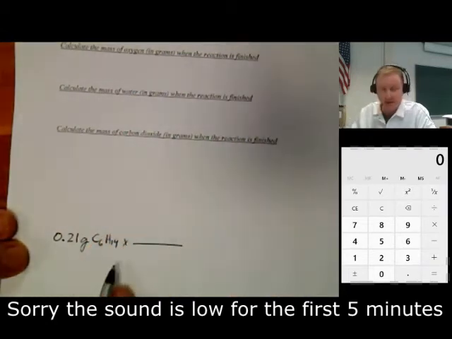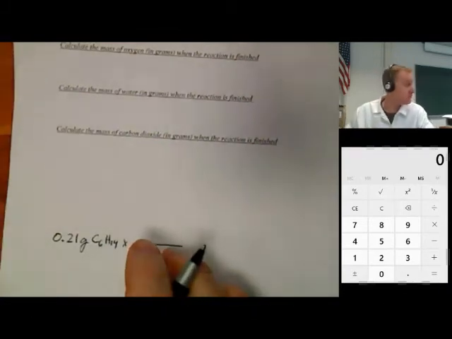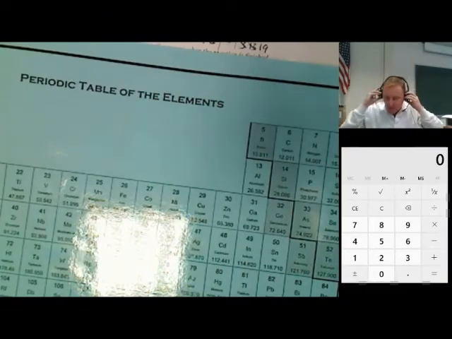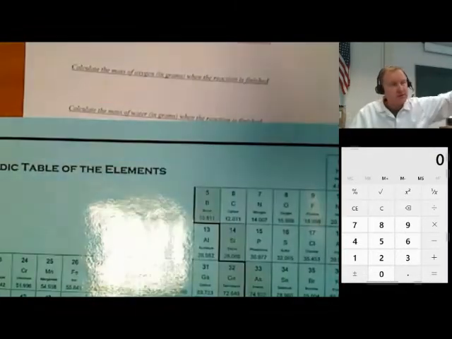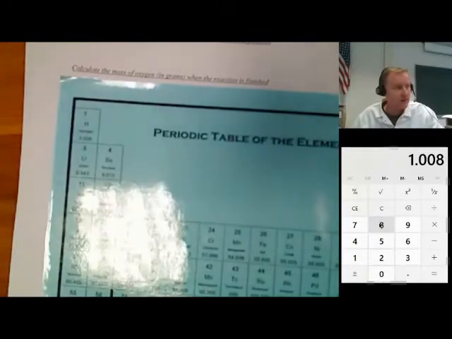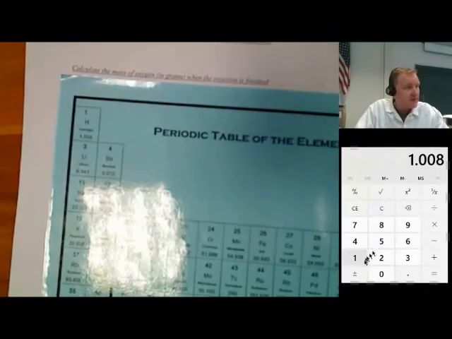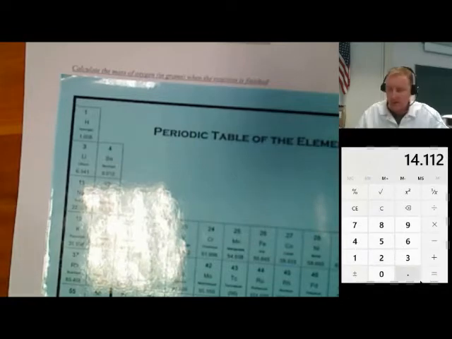If I've got this much hexane, I'm going to convert these grams into moles. To do this, using the periodic table, I'm going to add up 14 hydrogens. So hydrogen is 1.008, times 14 of them. So this is going to be the hydrogens, 14 hydrogens.